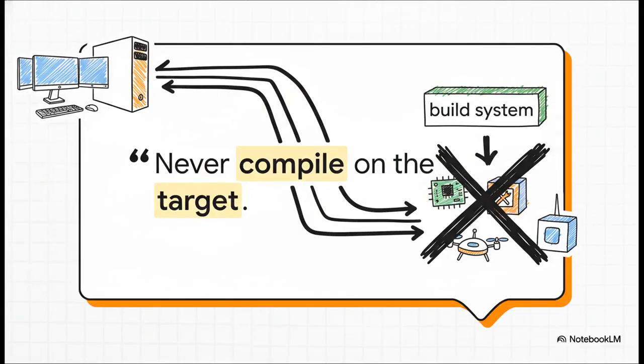So there's this old saying in the world of embedded development, never compile on the target. And what that really means is, you're not going to build the software on that tiny little device itself. I mean, come on, it just doesn't have the muscle for it. Instead, you do all the heavy lifting on a big, powerful computer. And to manage that whole crazy process, you need something called a build system.